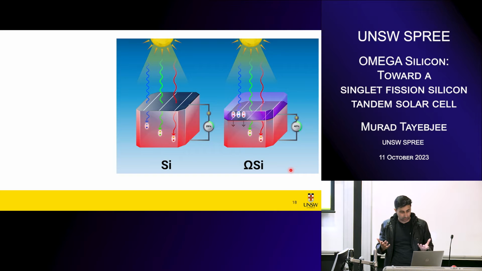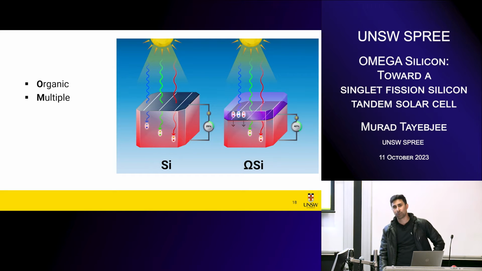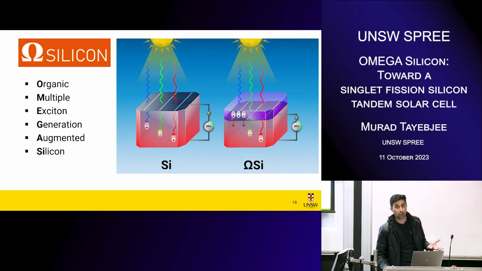And you may wonder why it's called Omega Silicon. So we've got this lovely acrostic. Is that what it's called? Anyway, it's organic multiple exciton generation. Singlet fission is just multiple exciton generation. So we got Omega, and we're of course augmenting silicon. So we are Omega Silicon.